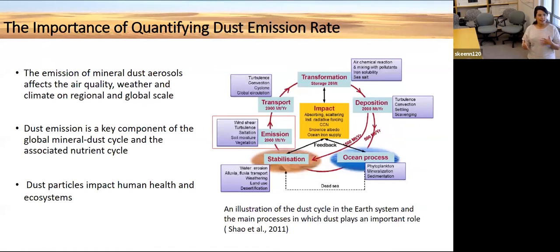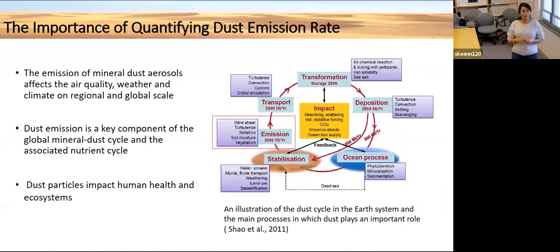Dust emission is a key component of the dust cycle, since dust particles are usually rich in nutrition and organic matter, and when they are transported by turbulence, they are spread into the atmosphere and transported over large distances, and they provide nutrition for other ecosystems. On the other hand, for example, agricultural areas may experience coarsening of topsoil due to the lack of nutrition. So dust emission is impacting human health and ecosystems.